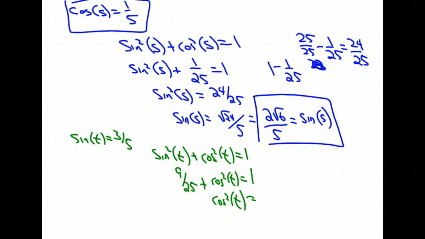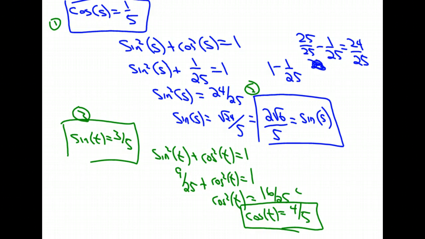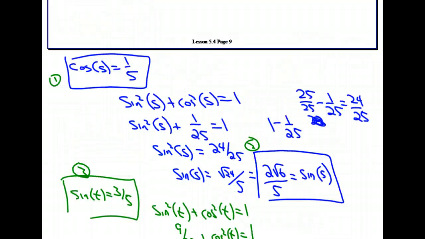1 minus 9/25. 1 is 25/25. 25 minus 9 is 16/25. Take the square root and look how nice this is. Square root of 16 is 4. Square root of 25 is 5. So there's my other piece of information. The cosine of t is 4/5. I've got the sine of t is 3/5. I now have 1, 2, 3, 4 pieces of information. That's what my formula required. So let's come back up and sub those into our formulas now.